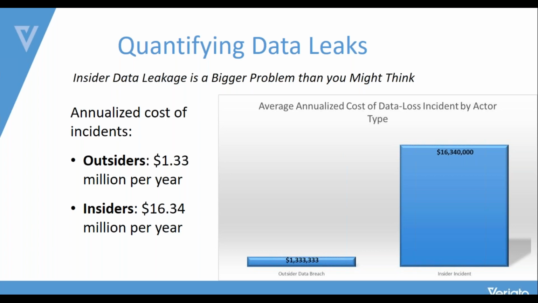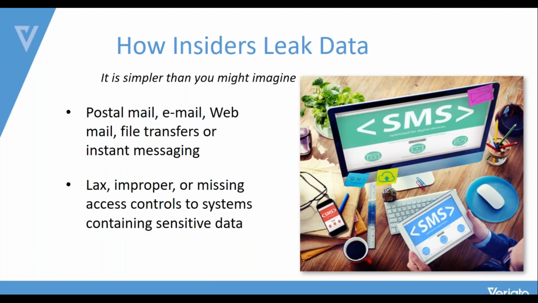Now let's look at how insider data is leaked, because this is all about data leakage. What are some of the ways that we have for leaking data in the first place? What I have here is postal mail. Employees open up some mail that they get, or they add something to an email. Email is the second one, and they send information out via email.